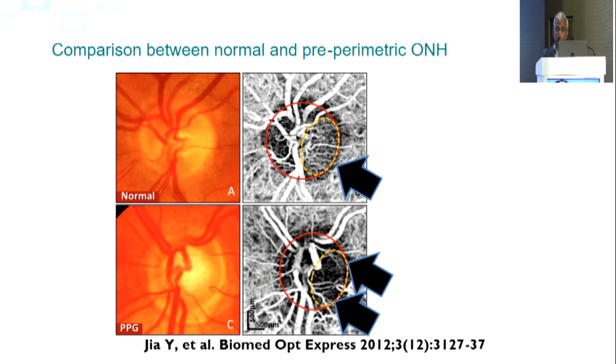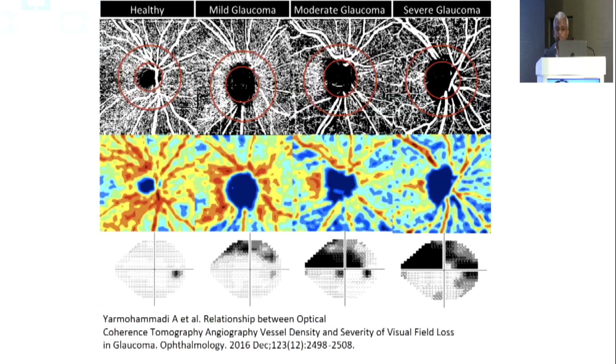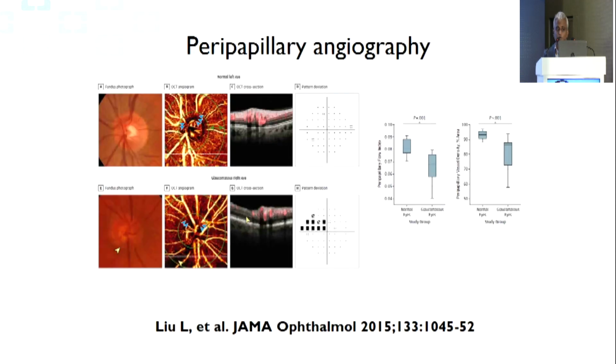But if you look at it from the glaucoma perspective, we are looking at comparison between normal and pre-perimetric optic nerve images, besides finding areas of capillary dropout as shown by these images. And in this sequence of images, you can actually see the difference between mild, moderate, and severe glaucoma over time, and comparison with OCT images and field images progressively.